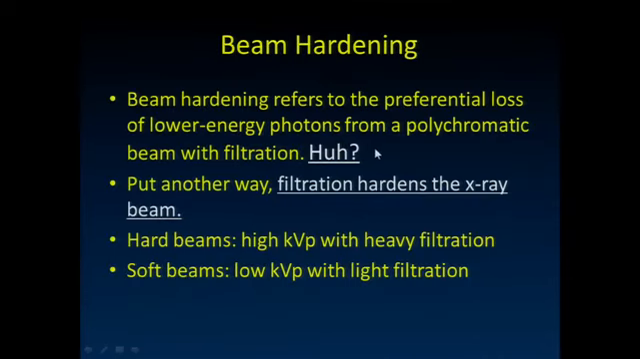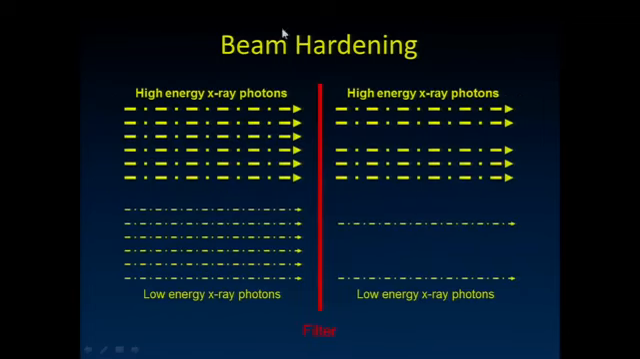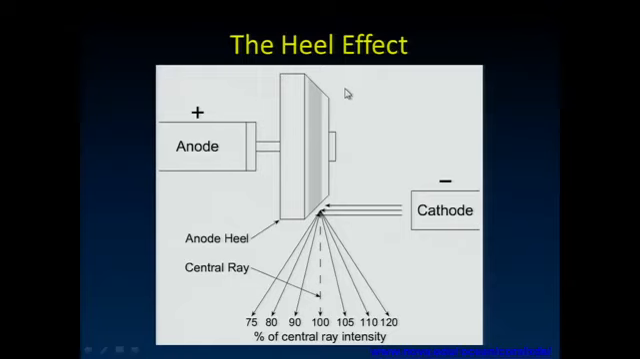Beam hardening refers to the preferential loss of those lower energy photons from a polychromatic X-ray beam. What does that mean? Filtration hardens the X-ray beam. It makes the average energy higher. So if we want hard beams, beams that are going to penetrate things very nicely, like if we're imaging through this pelvis with the bones there, we want a higher kV with some heavier filtration. Beam hardening, I just showed you, is the same picture as for filtration, because that's what filtration does: harden the beam.